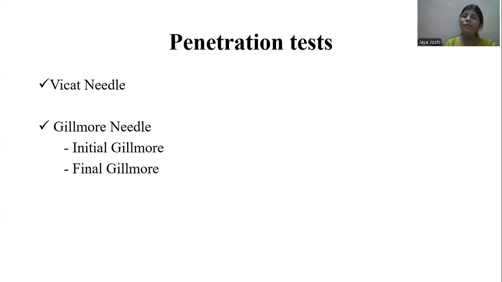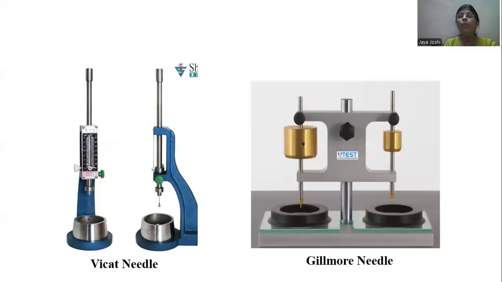Now, in penetration methods, there are two types of needles which can be used to measure the setting time: Vicat needle and Gilmore needle. The Vicat needle is mainly used to measure the initial setting time, and for Gilmore, we have two needles, initial Gilmore and final Gilmore. Initial gives you the initial setting time and final gives you the final setting time. Both the needles have different diameters and dimensions, but the principle is the same. So I will just tell you the principle of measuring the setting time.